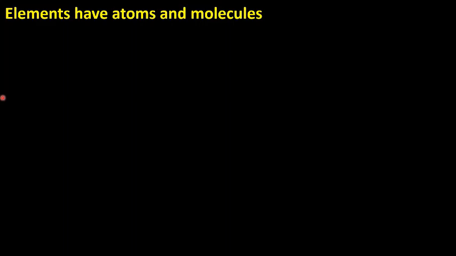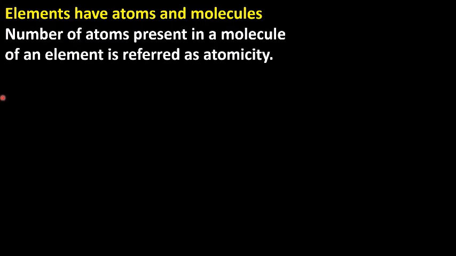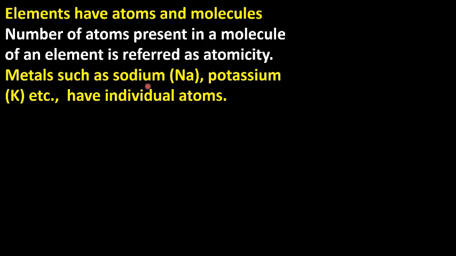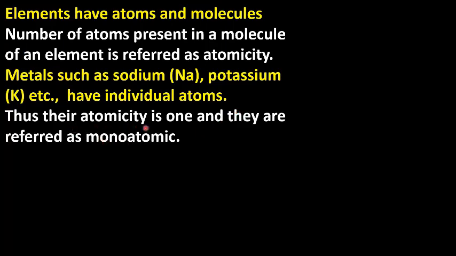Elements have atoms and molecules. The number of atoms present in a molecule of an element is referred to as atomicity. Some elements have one atom, some elements have molecules with two atoms, three atoms, and so on. So, metals such as sodium, potassium, magnesium, calcium, barium, etc., have individual atoms. Therefore, their atomicity is 1, and they are referred to as monoatomic.